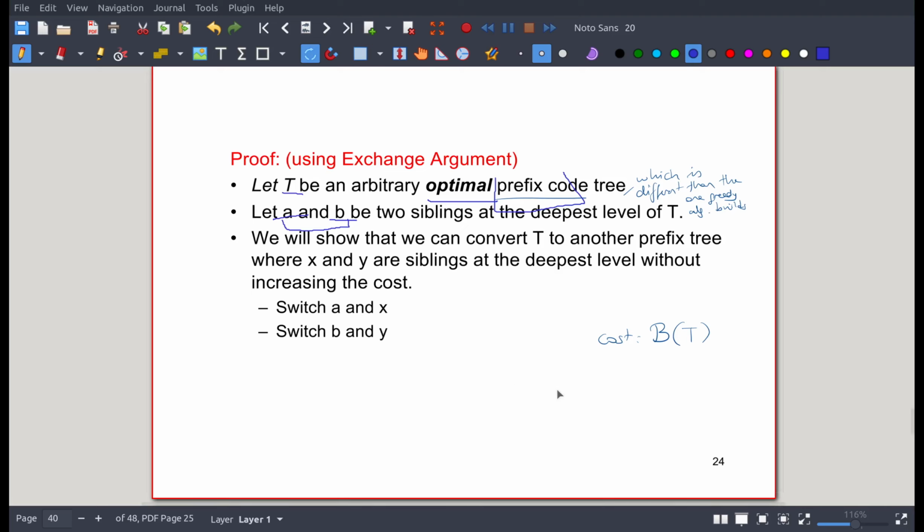Now we will show that we can convert this tree into another prefix tree where x and y are siblings at the deepest level without increasing the cost. The cost is written as B of T. What does B of T give? It gives the cost. The cost is the whole cost of the tree.